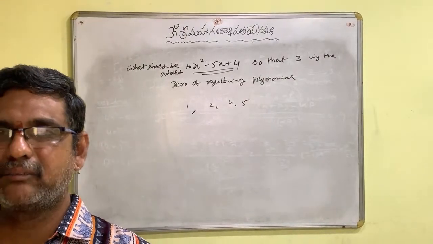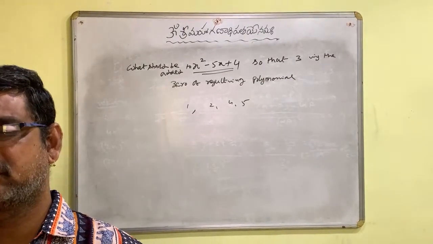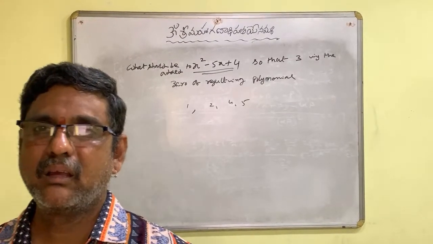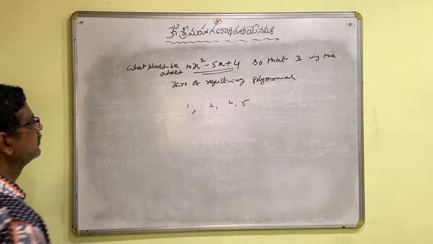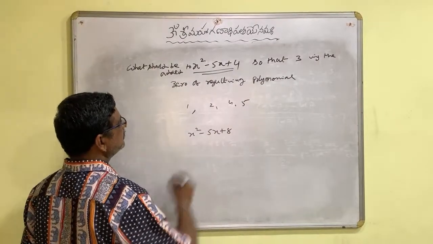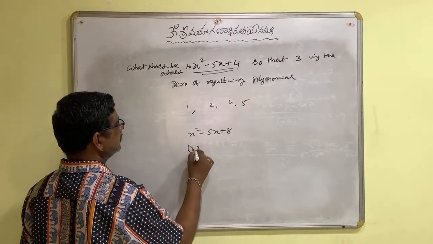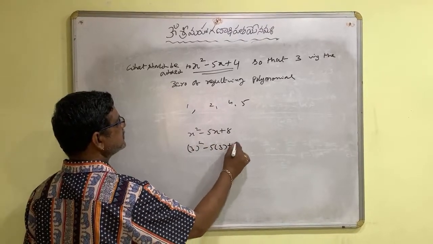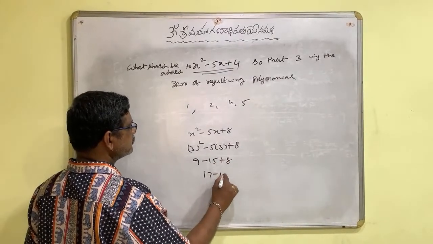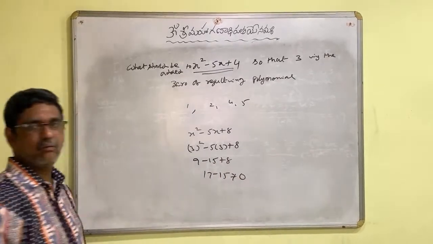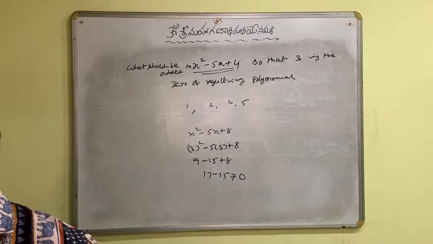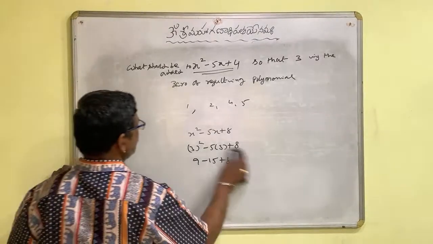What should be added? If you add 4, then the polynomial becomes x square minus 5x plus 8. Will 3 be the zero of that one? 3 square minus 5 into 3 plus 8. 9 minus 15 plus 8. 17 minus 15, not equal to 0. No. 4 is not correct.